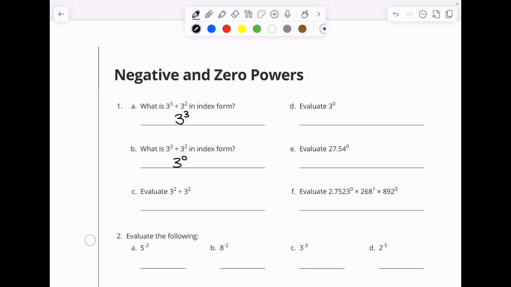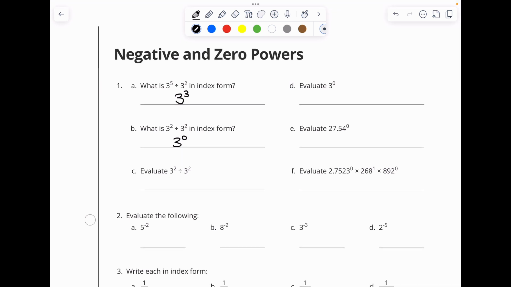If we actually work out what 3 squared divided by 3 squared is going to be, 3 squared is 9, divided by 3 squared, 9, gives us 1. We know that 3 squared divided by 3 squared is the same as 3 to the 0. So if we're evaluating 3 to the 0, that's 1. Remembering anything to the power of 0 is 1, so that gives us our answer for E.